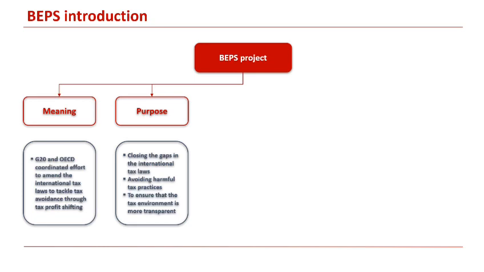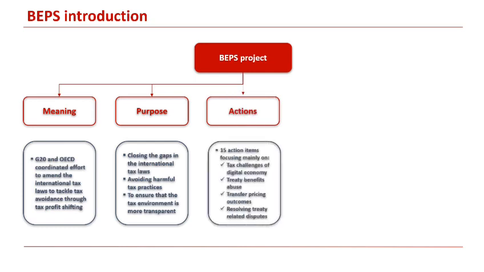The BEPS project has 15 action items introduced by the OECD, trying to standardize the international tax rules and to prevent multinational enterprises from avoiding paying taxes through profit shifting. Those actions are mainly covering the following: focusing on tax challenges of the digital economy, reviewing current tax rules to prevent treaty benefits abuse, focusing on transfer pricing outcomes and higher transparency around transfer pricing documentation, smoothly amending bilateral tax treaties, and trying to resolve treaty-related disputes.